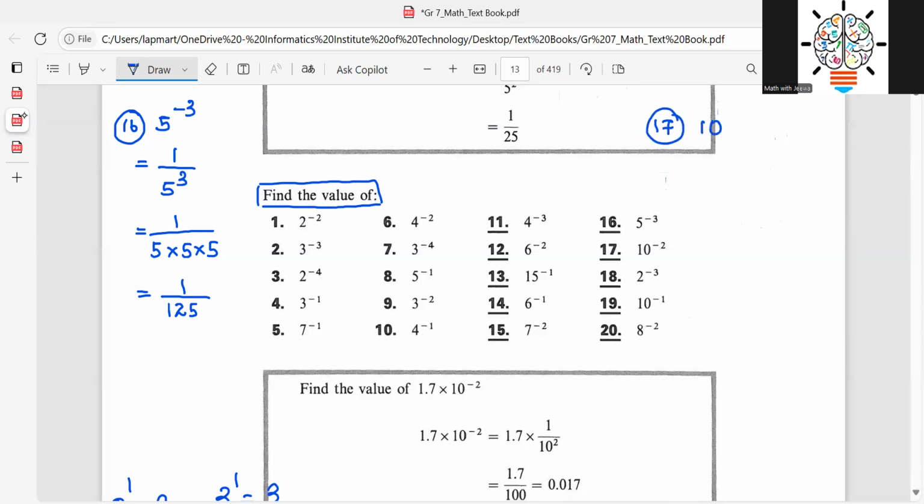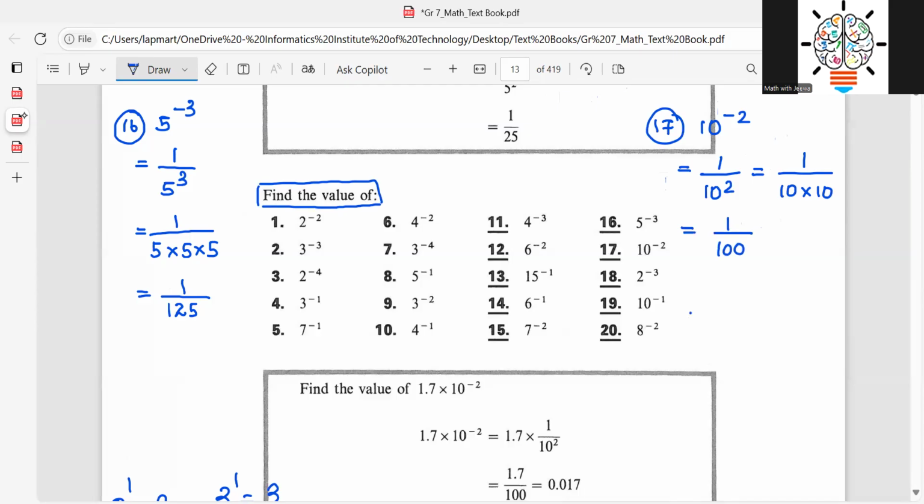That is 10 to the power negative 2. So then what do I do? 1 over 10 to the power 2. So then I write 1 over 10 times 10. So then here I write 1 over 100. That is the final answer.